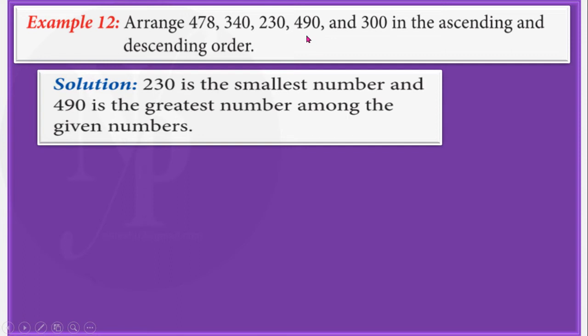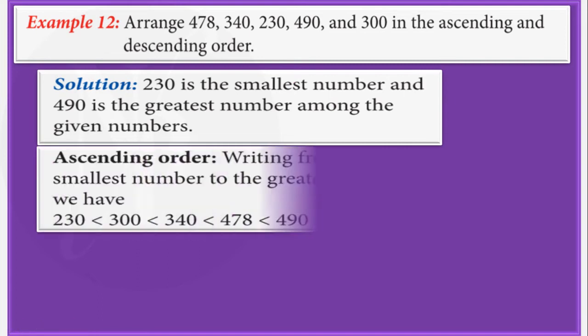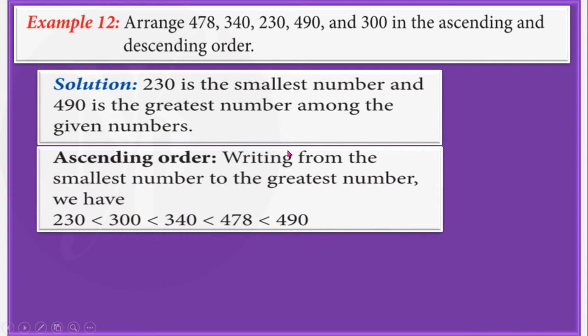So we need to arrange the given numbers from 230 to 490. So which is called as ascending order or increasing order. So writing from the smallest number to the greatest number, we have 230 is less than 300 is less than 340 is less than 478 is less than 490.